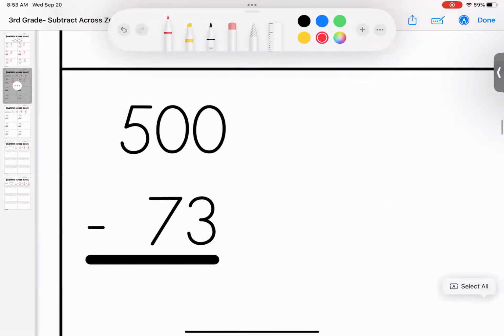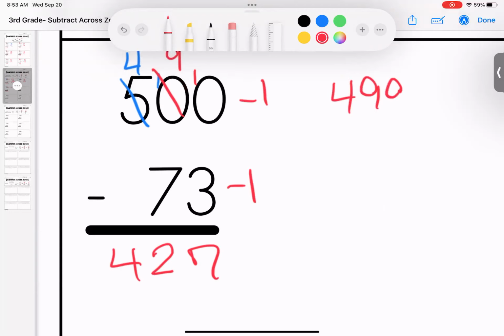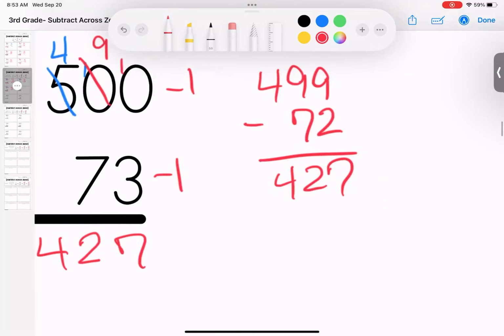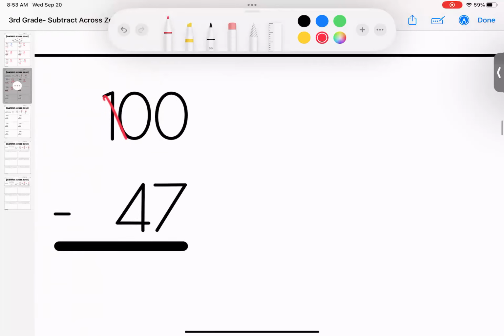Coming down here, doing our double borrow. 5 is a 4, 0 is a 10. 10 is a 9, 0 is a 10. Now I can subtract. 10 minus 3 is 7, 9 minus 7 is 2, 4 minus nothing is 4. If we use our alternate strategy, we end up with 499 minus 72, which is also 427.